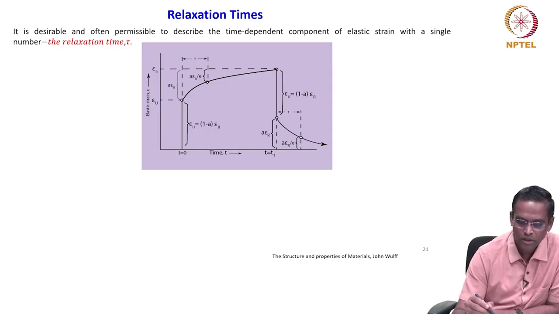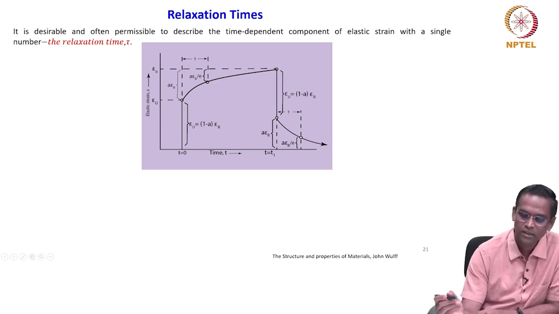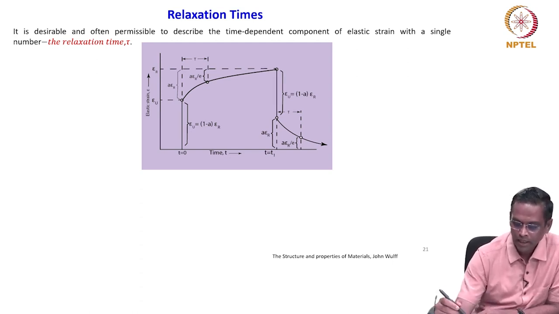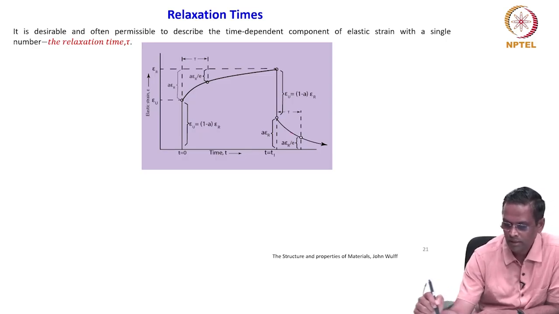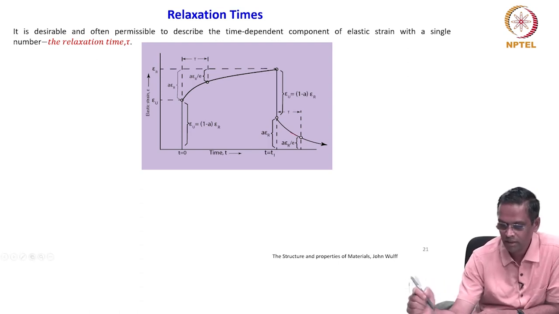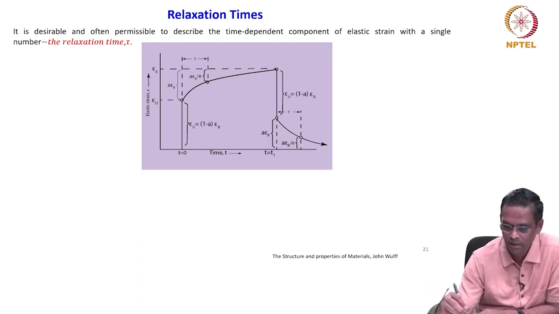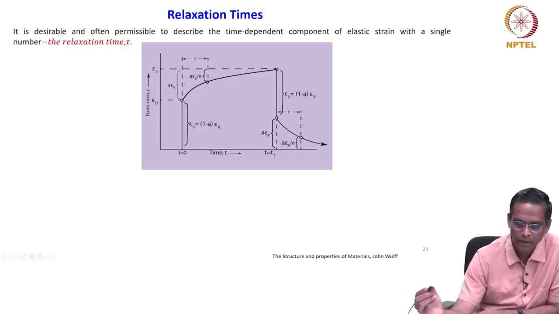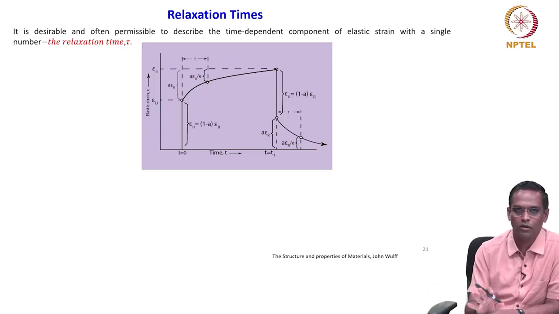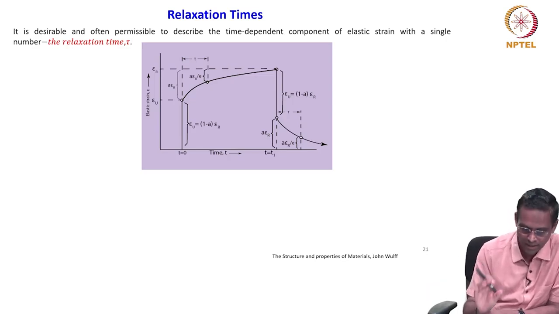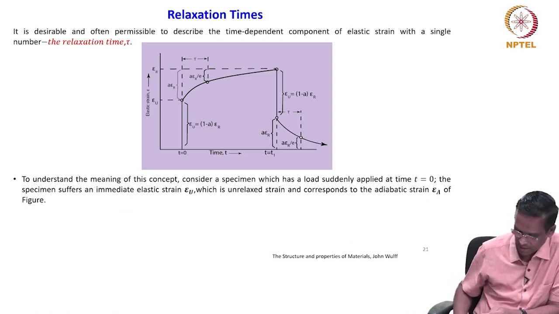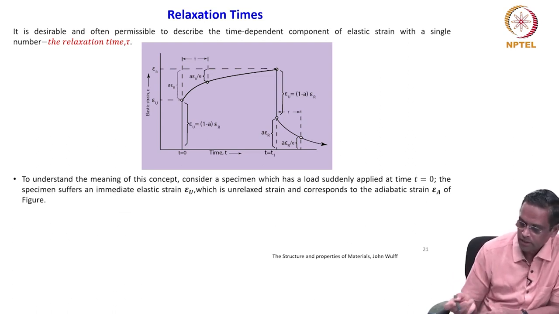The load is continuously on, but the material relaxes to the maximum, that is ER. ER is the relaxed strain, and then it is suddenly unloaded at t equal to t1, and then slowly relaxes, asymptotically. This is asymptotic, right? We just discussed this behavior. This is the physical event you have to first understand.